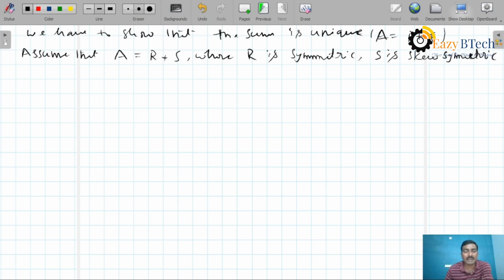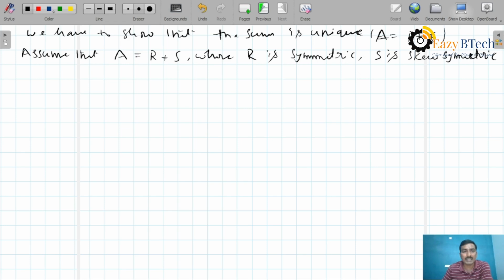So just observe here, we already proved A equals P plus Q, where P is symmetric and Q is skew symmetric. But we have to prove that this expression, this sum, is unique. So when do we say the sum is unique? If we take one more expression, and both are equal, then it is called unique.